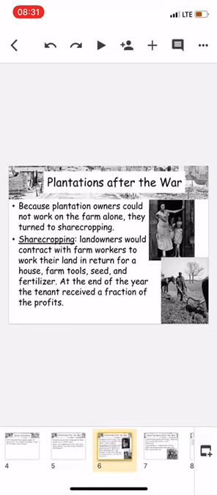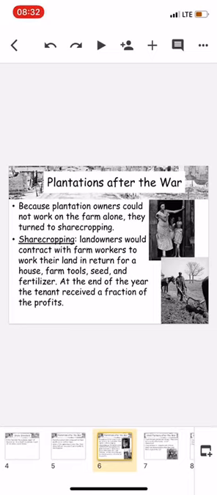So landowners would contract with a farm worker to work their land in return for things like a house, some tools, seed, and fertilizer. And then at the end of the year, the tenant would get a fraction of the profits. So it's like, hey, I'll give you a little bit of money, a roof over your head, and what you need to farm, as long as you'll farm my farm. So you had a couple tenant farmers living on your plantation, boom, taken care of.